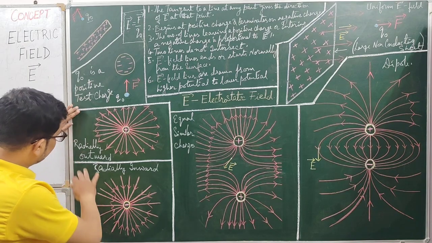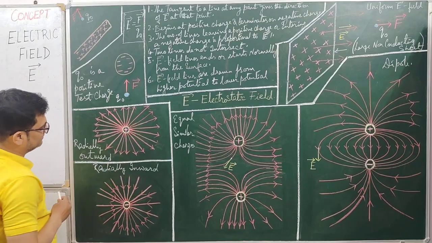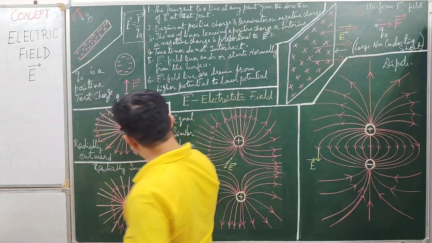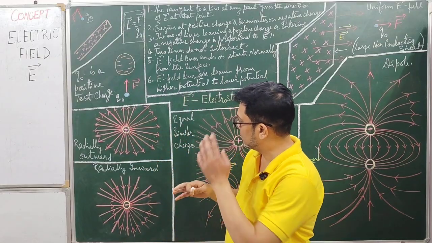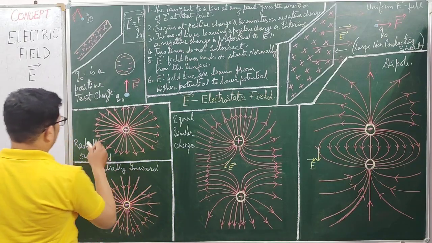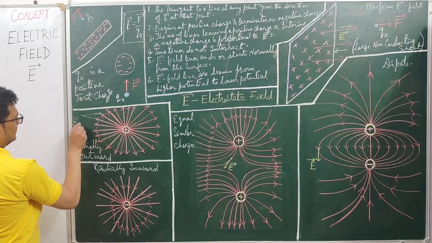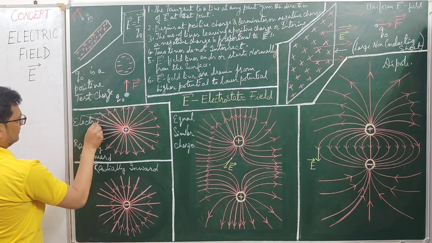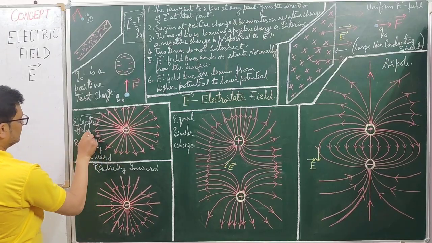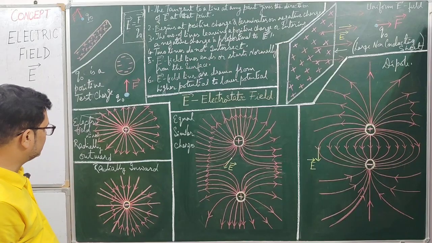So let's visualize a few patterns here. Suppose you take a positive charge and it is placed in space. It has a spherical symmetry if you look at it. If you imagine the lines of force, or the electric field lines as we call them, these field lines are radially outward. Why? Because this is the positive charge.